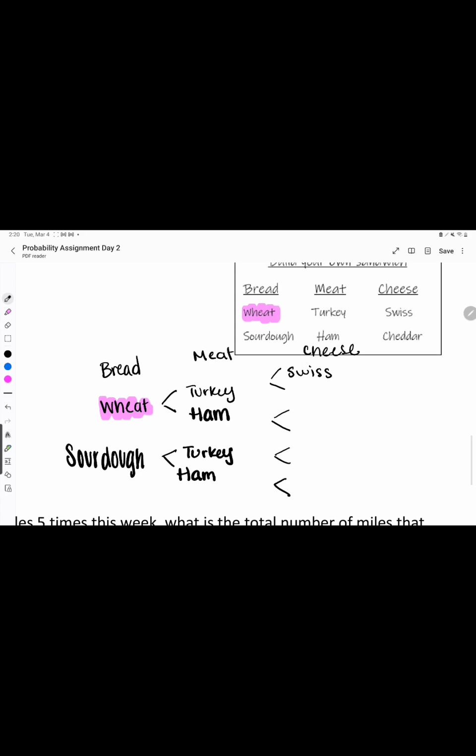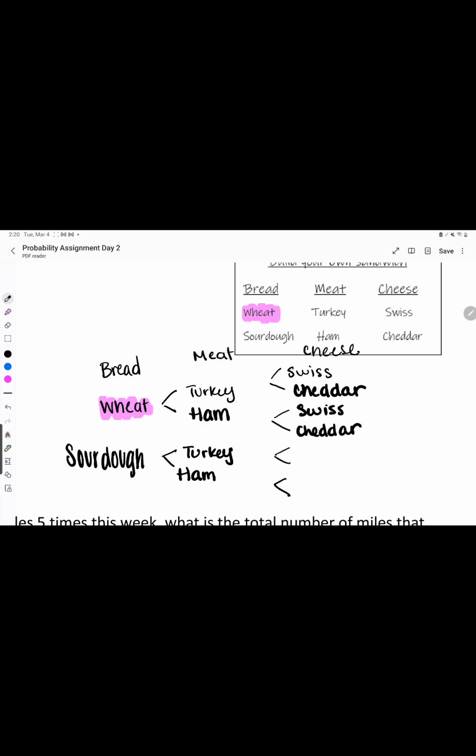And then let's say that you chose wheat bread, you had a turkey sandwich. What kind of cheese could you get? You can get Swiss or cheddar. Or let's say you got a wheat sandwich, you put ham on your sandwich. What kind of cheese could you get? You could still get Swiss or cheddar.